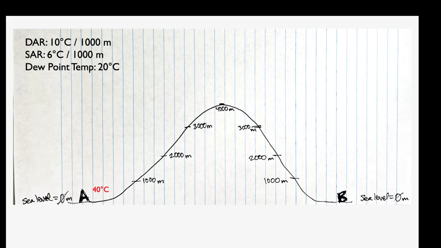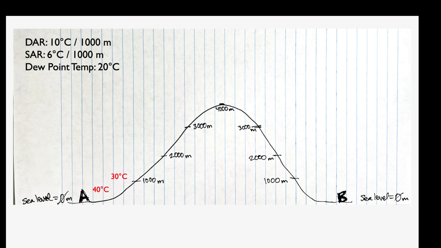Since we don't know where our dew point temperature or if our dew point temperature gets reached, we need to change the temperature every 1,000 meters at the DAR first. If we multiply 1,000 meters by our DAR, we get 10 degrees Celsius. Since we're increasing in altitude and cooling, we subtract that amount by our current temperature. This means 40 minus 10 equals 30 degrees Celsius.